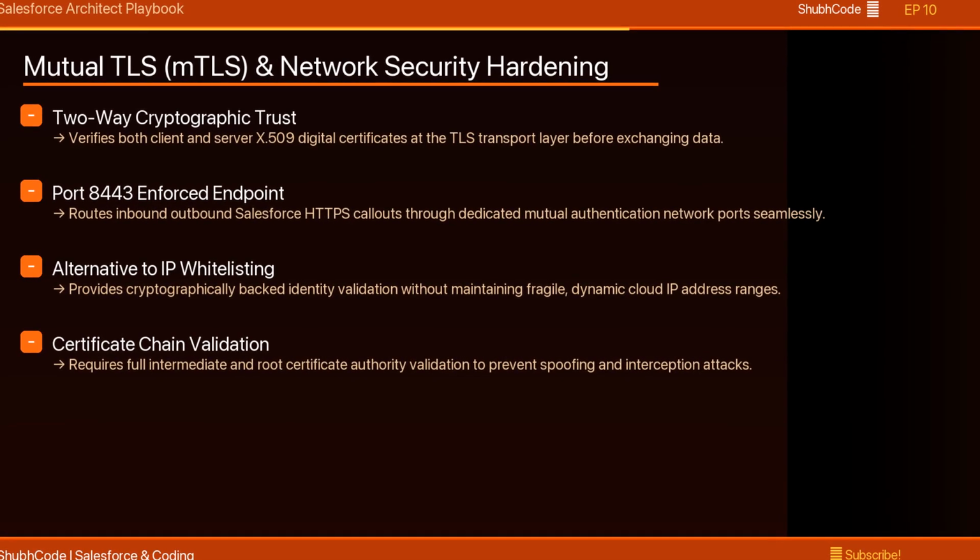High-security environments in banking, healthcare, and government often mandate mutual TLS authentication to establish two-way cryptographic verification at the transport layer. While standard TLS only verifies the server's identity, mTLS forces both Salesforce and the external API endpoint to present X.509 certificates before establishing an HTTP connection. Implementing mTLS on port 8443 bypasses traditional IP whitelisting limitations and protects against man-in-the-middle attacks. However, architects must account for certificate chain validation overhead and ensure automated certificate renewal workflows are operational.